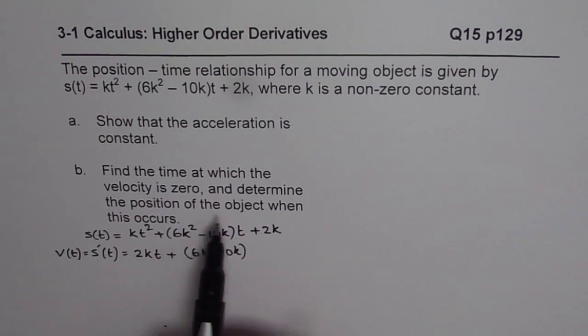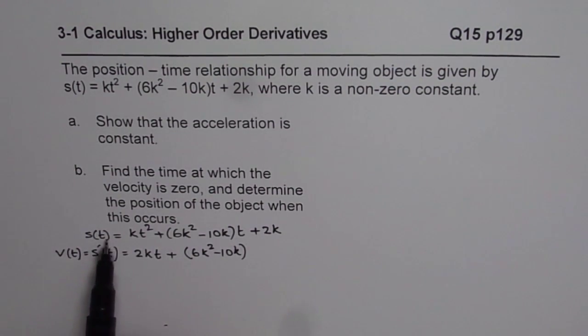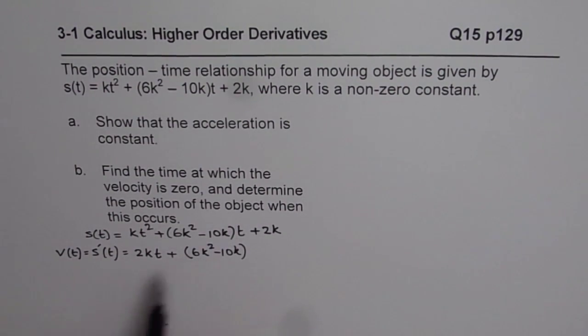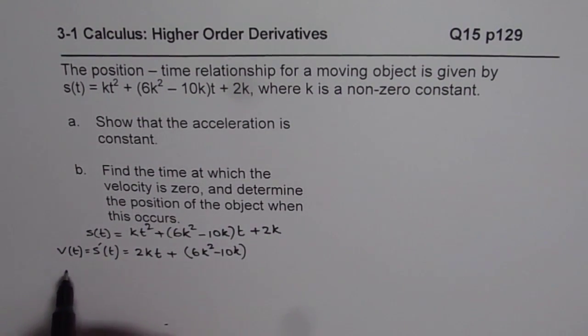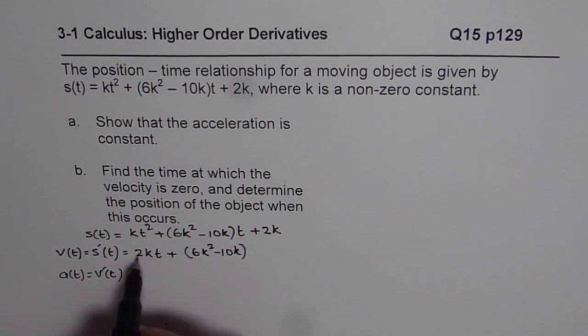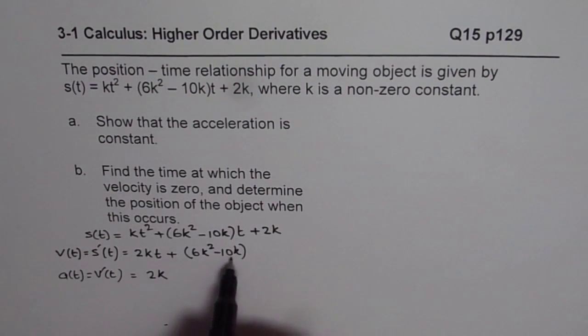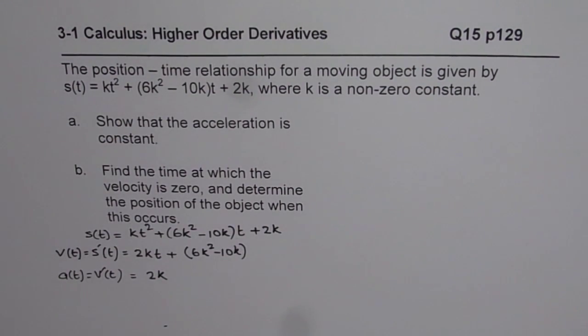Now, and determine the position. Once you find the time t, you can substitute that value of t in the displacement equation to find the displacement for that time. Okay, so let's continue. Acceleration is the derivative of velocity. So v dash t will be, when you multiply this, you get 2k. The derivative of t is 1, so we get 2k here, and this is a constant. So acceleration is 2k.